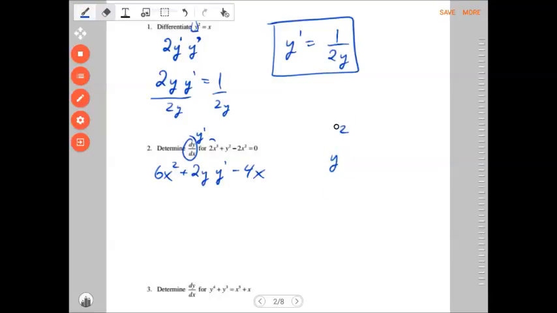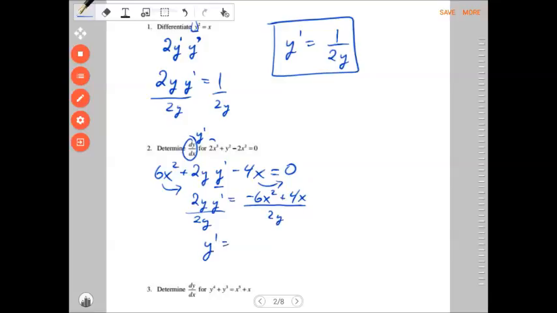So let's erase this. 2y, y prime, minus 4x, and of course the derivative of 0 is just 0. So now we rearrange to solve for y prime. So the 4x has to come across, the 6x squared comes across. So 2y, y prime equals negative 6x squared plus 4x, right? Because it goes across the equal sign, it becomes positive. And now we just divide by 2y, divide by 2y.